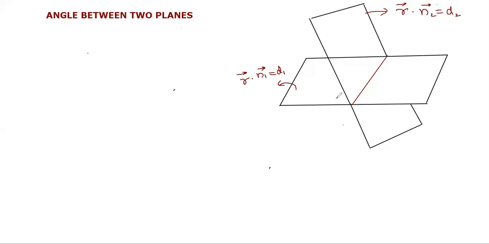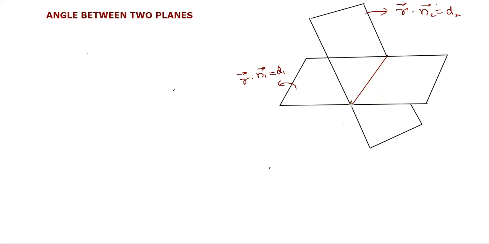Okay. So in order to find the angle between the two planes, we will find the angle between their normals. The angle between the normals will be the angle between the planes. If I draw the normal on this point, this is the line of intersection. Two planes intersect at the line, that is called the line of intersection of two planes. And if I draw a normal to this plane, the first plane.